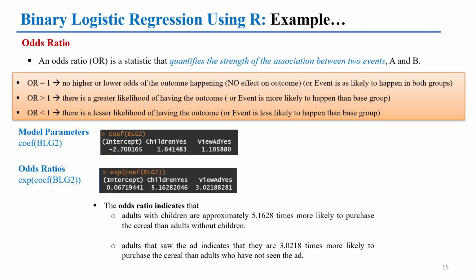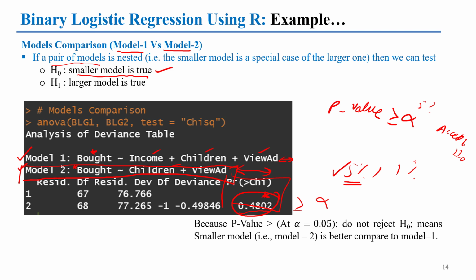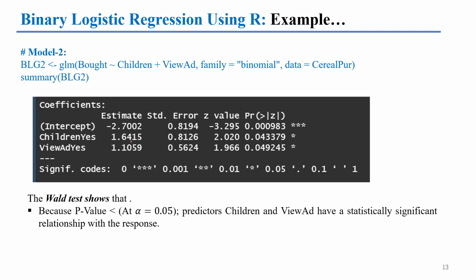Now, let's use this model 2 and try to interpret its parameters. These are the parameters which we want to estimate, and we want to know how much the variable children is going to affect the outcome. Similarly, how much viewing the ad is going to affect whether the person buys the particular product or not. For that, we cannot use these estimates straightforwardly.